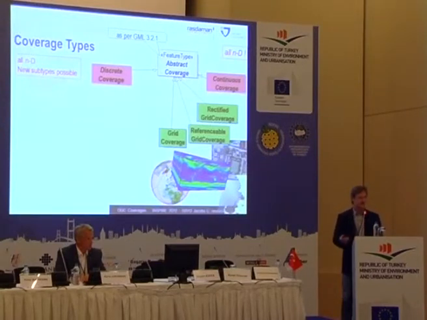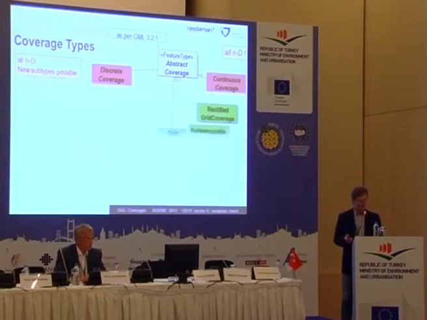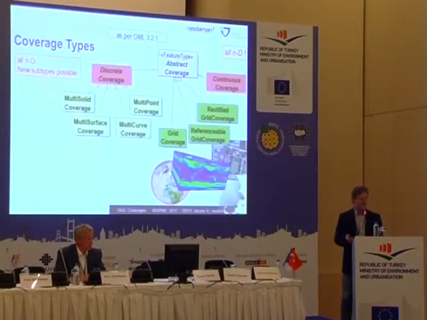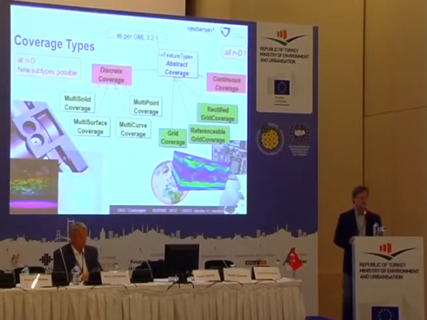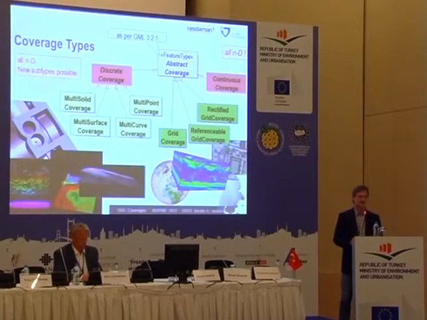Then we have the other family of the multi-something coverages, which is something like bundles. An image is a bundle of grid cells of pixels. So we can have such a bunch of points, then it's a point cloud, or called a multi-point coverage.